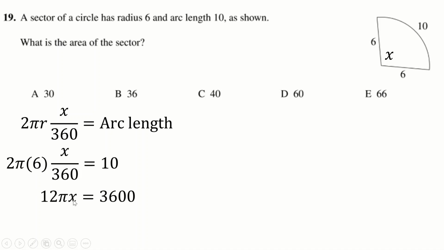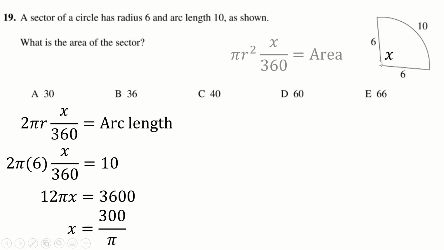So that makes a 12 times by 360. Divide both sides by 12. That makes a 3. 36 divided by 12 is 3. So 300. And then still over pi. Now that looks awkward, but okay, we'll just keep it anyway.